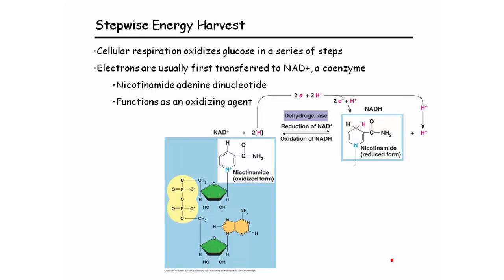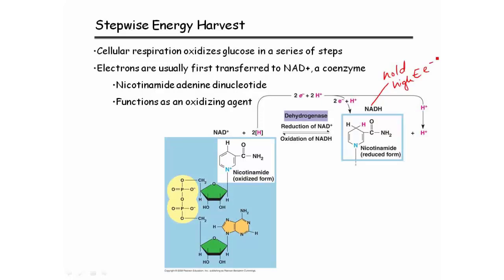NAD+ is able to collect two electrons from the organic carbon, and when it does collect those 2 electrons, it will also pick up 2 hydrogen ions from solution. When it does gather these, that means that it itself is becoming reduced. NADH is what we call the reduced form of NAD+, and in that form, it is holding high energy electrons. Because it is holding high energy electrons, that is a valuable molecule.